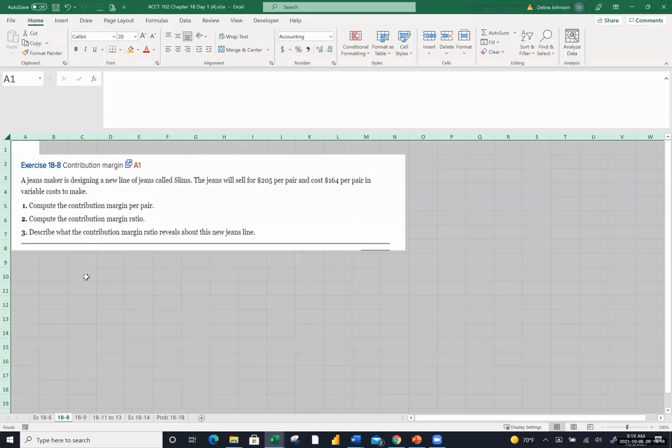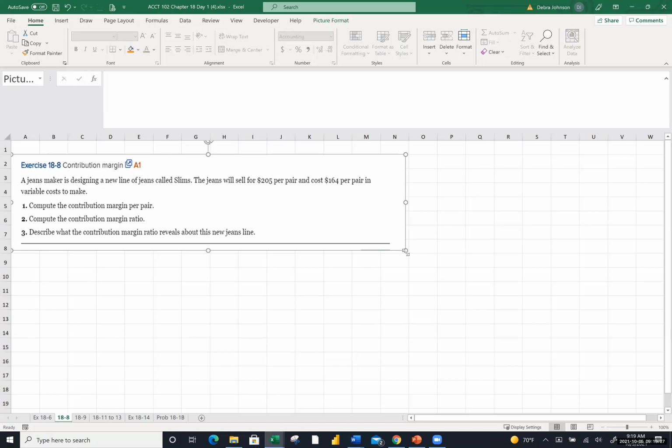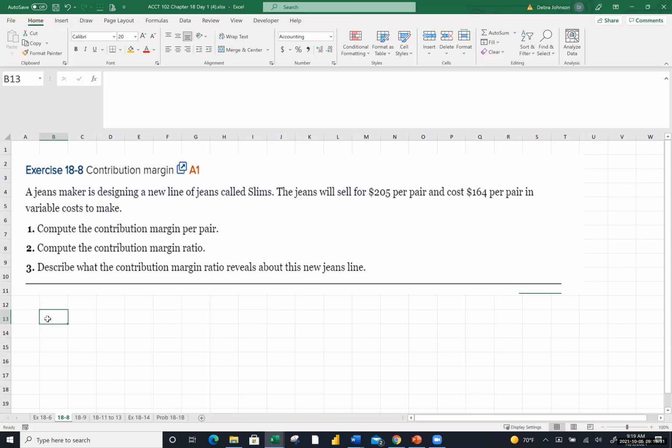So we're going to jump in, and for starters, we're going to do exercise 18-8. And I think once we get some numbers up there, we can talk more about what this information is going to help us with. How is this information going to help us make some decisions? So, questions before we go any further.